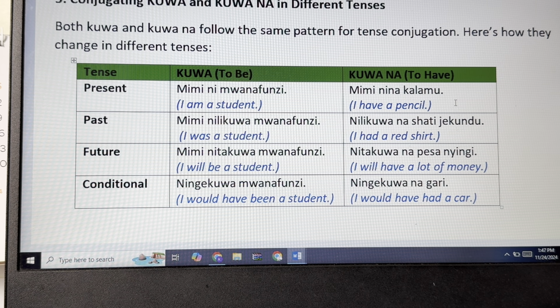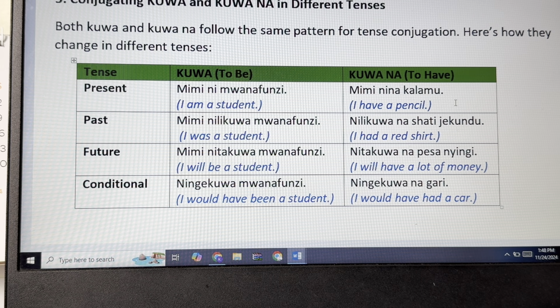Let's continue. Kuwa na, to have. Mimi nina kalamu. I have a pen, or a pencil. So we have different types of kalamu. Kalamu ya mate is a pencil. Kalamu ya wino is a pen. So kalamu in general means either a pen or pencil.